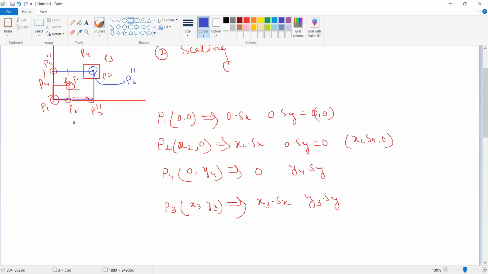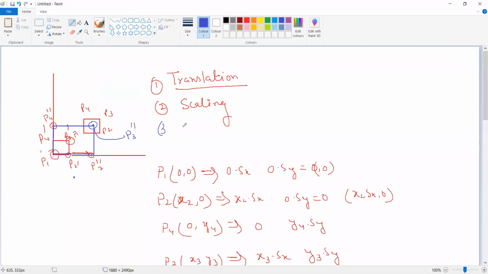You can see only this point P3 has changed its position and P1 remains fixed. P4 has changed its position along the Y direction and P2 has changed its position along the X direction, but the point P1 remains fixed. So this is called fixed point scaling. One point remains fixed at its original position. Clear? Now after doing this scaling operation, you have to perform the reverse translation.